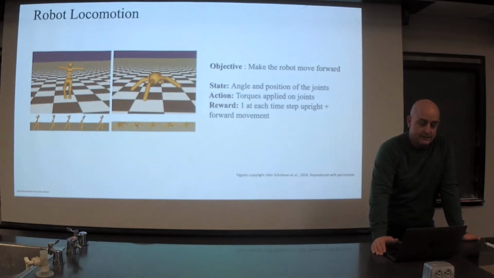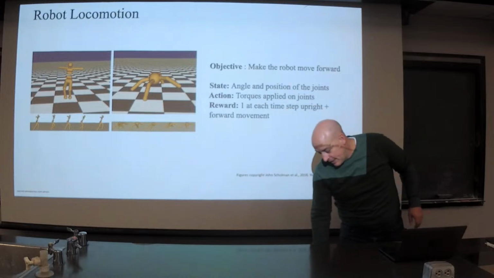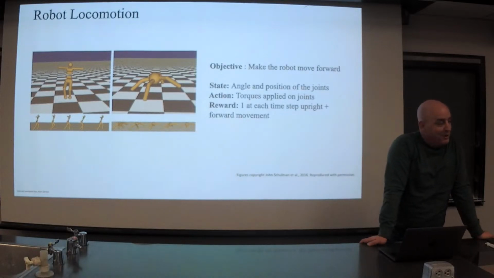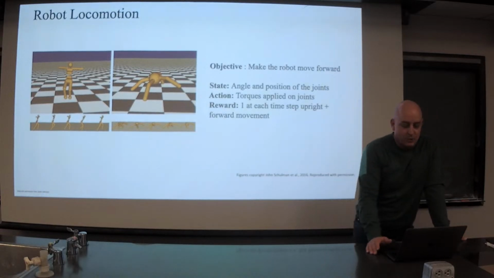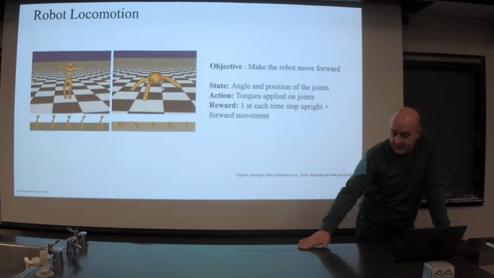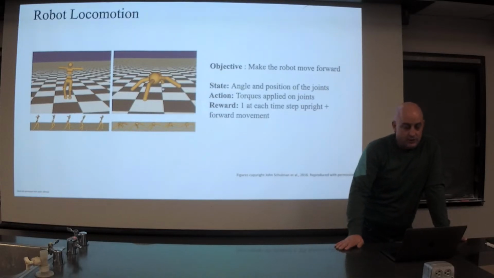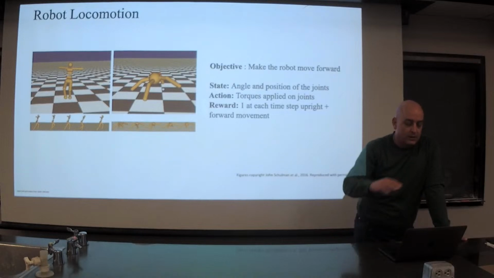But pretty quickly, that became a really boring problem, and we needed way more interesting problems. So we got lots of interesting problems. This is one that is of interest to the classical AI community in general. This is the idea of robot locomotion.